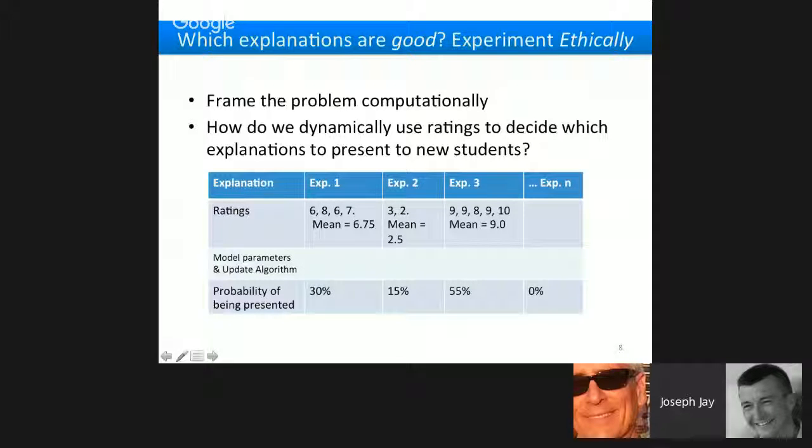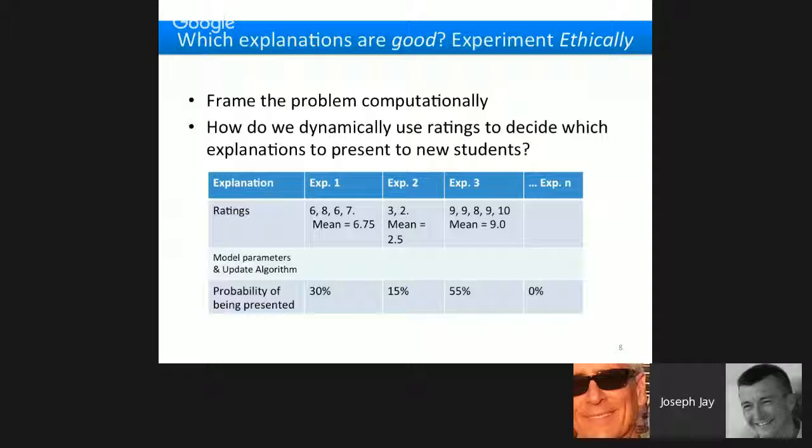So here's an illustration of some data we might have. There's explanation 1, 2, and 3. Let's say so far we've gotten 4 students who rated explanation 1: 6, 8, 7, average of 6.75. 2 have rated explanation 2: 3 and 2. And then 3 have rated that one really highly. Now you might think, let's just give everyone that third one, right? And just stop. Could you see why that would be a problem?